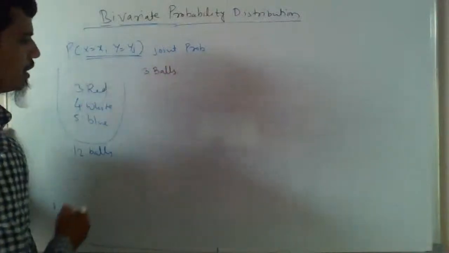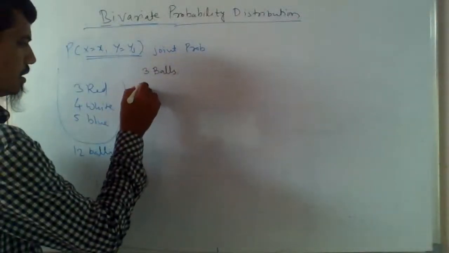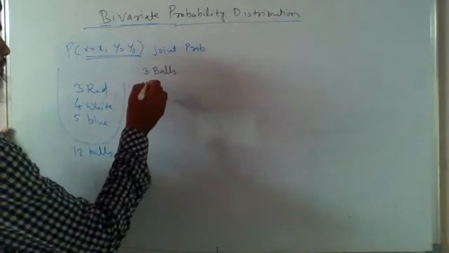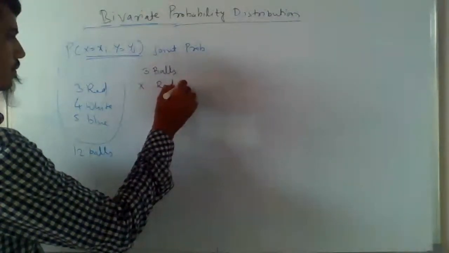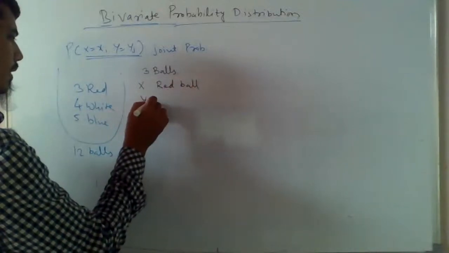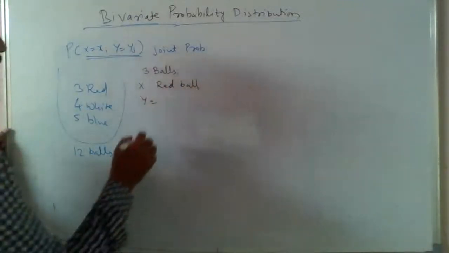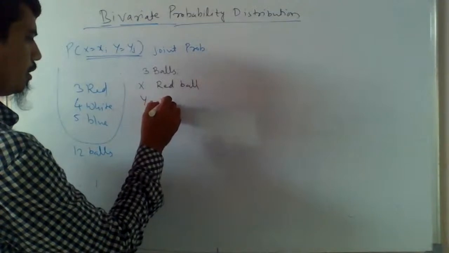Since we are collecting three balls here, suppose that x is a random variable which denotes the number of red balls, and suppose y is a random variable which denotes the number of white balls.